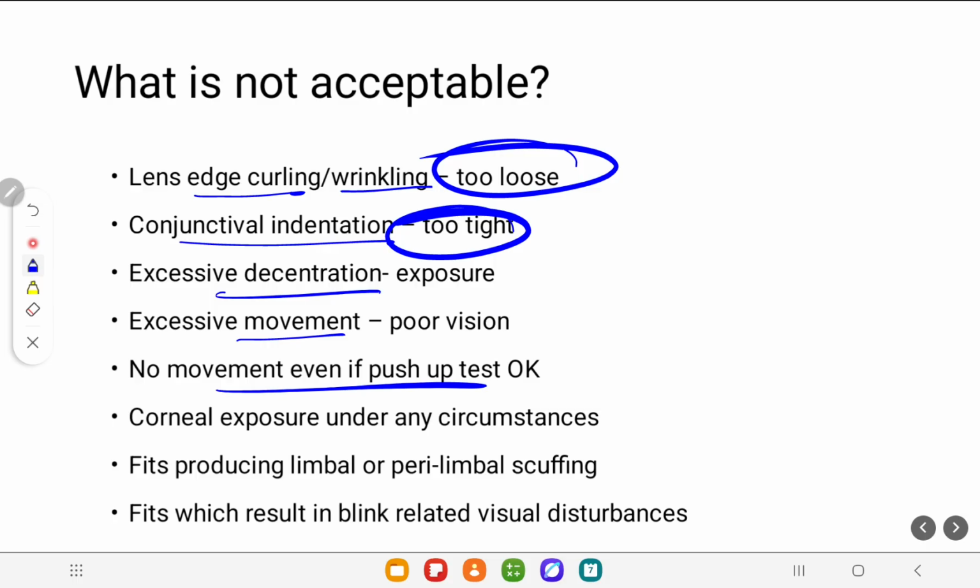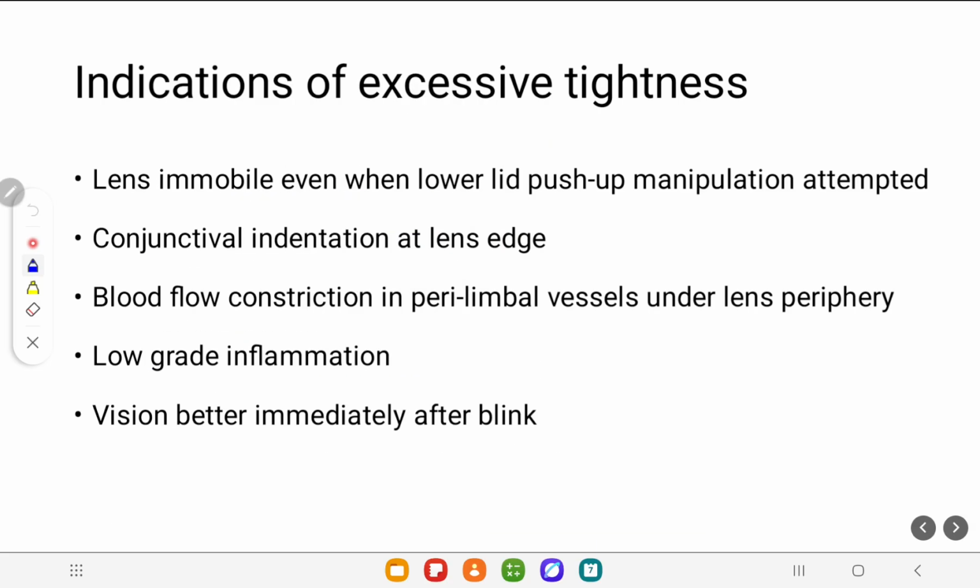Corneal exposure under any circumstances is not good. Coverage is not good; we don't have to accept that. Fits producing limbal or perilimbal scuffing are not good. Fits which result in blink-related visual disturbance are definitely not good. We don't want the patient to see better when blinking, or worse when blinking. Blink-related visual disturbance is not at all good, not acceptable.